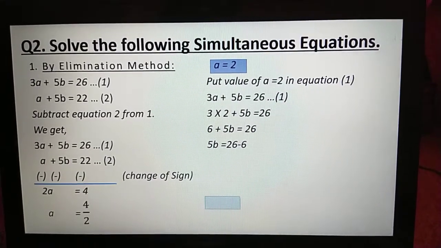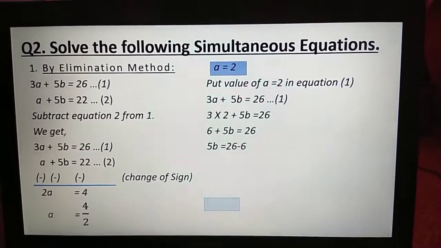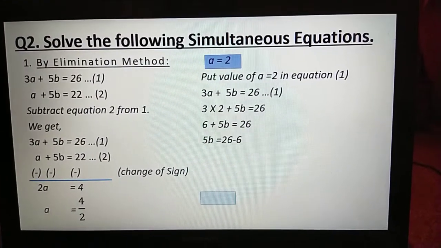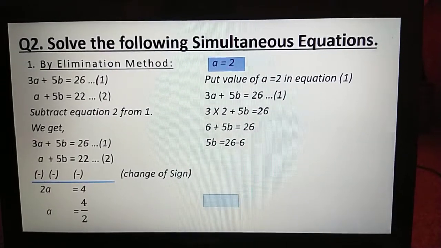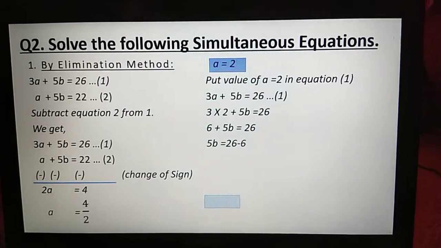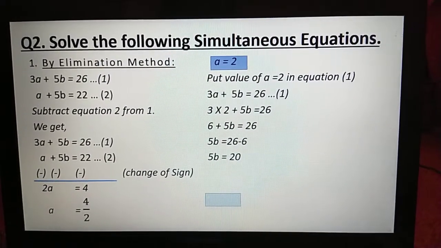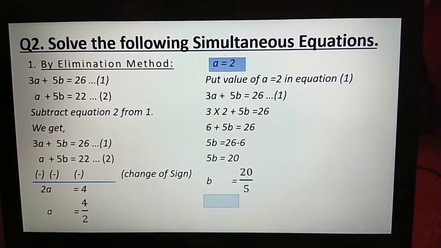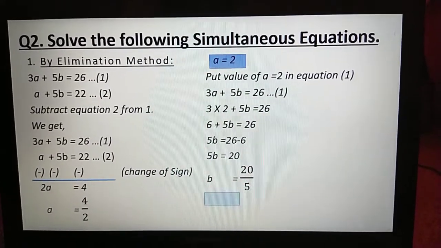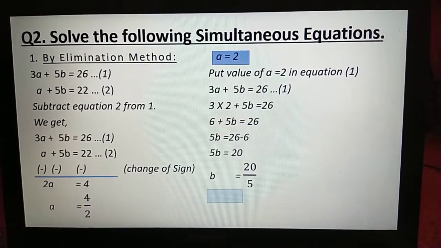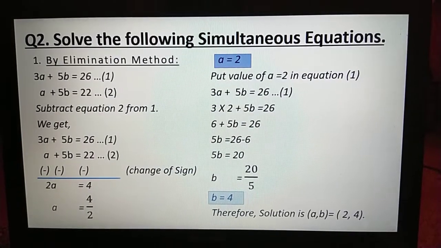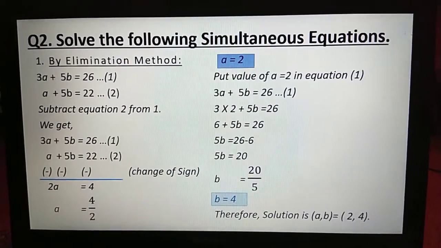Then 5b is equal to 26 minus 6. Now that plus 6 is converted to minus 6. How? From the left hand side, when we change it to the right hand side, it becomes minus. So 5b is equal to 20. So b is equal to 20 upon 5. So the multiple of 20 and 5 is 4. b is equal to 4. So the solution for a and b is 2, 4.